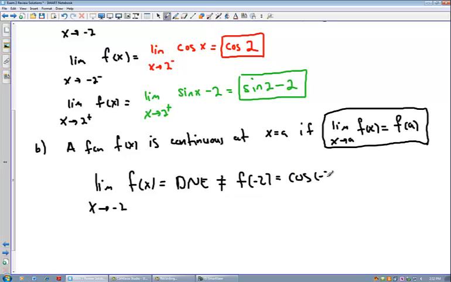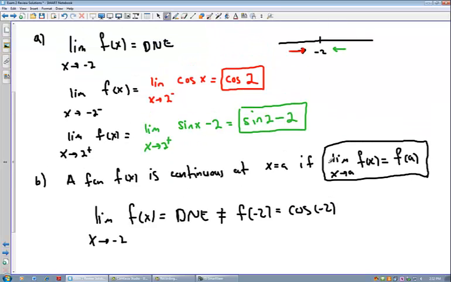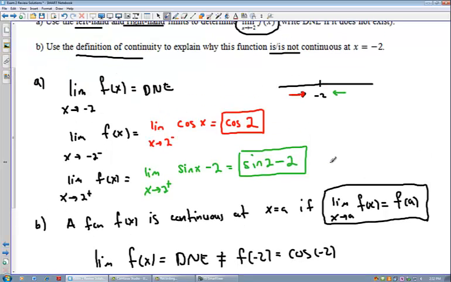Cosine of negative 2. Oh, and I have to fix my solution a little bit. You probably noticed this right here. For some reason, I dropped off a negative sign. So this should be as you go to negative 2 from the left. And so that's cosine of negative 2, so let's put parentheses around that. And then down here, the same thing. I don't know what happened, but I dropped off my negative signs. But I'm going to fix it right now. So that's negative 2, and then this is sine of negative 2.